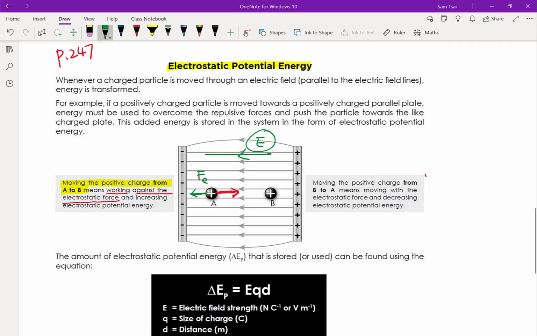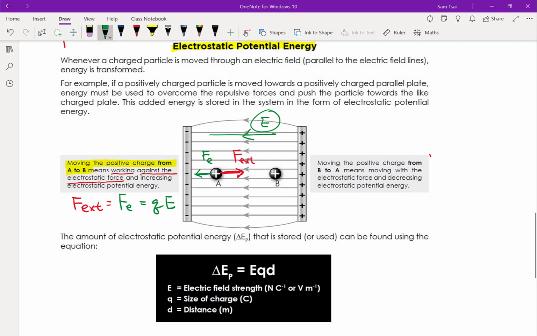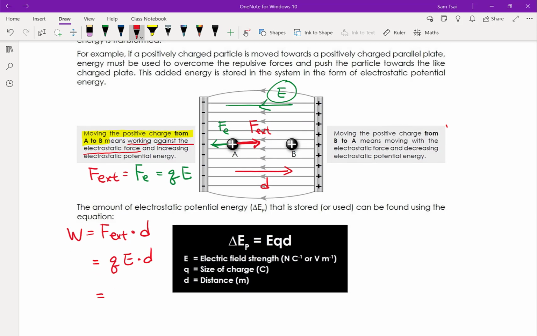And the force we need to apply, F, if I write external, will equal the electrostatic force, which is QE, charge times electric field. And from A to B, the distance we travel is D. So the work we have done from the external force over the distance will equal QE times D. This is the work we have done on the charge and converted into its potential energy. And this is what this formula means.